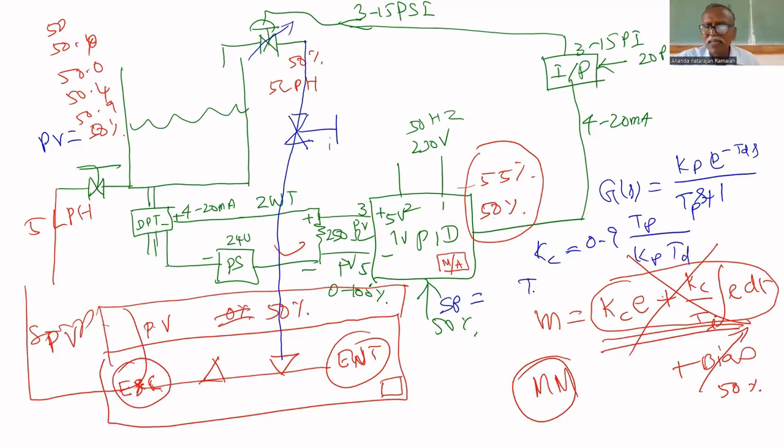What is Ti? Ti equal to 3.33 times TD. I understand this. So you got the tuning parameters. Second part is over. Having done all these things, you got the tuning parameters.